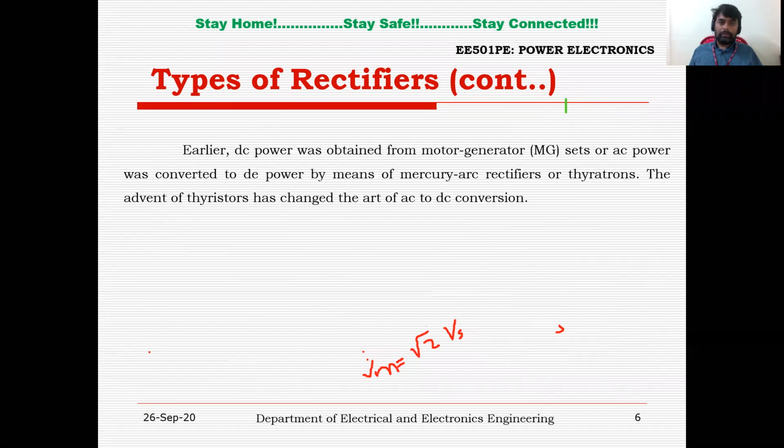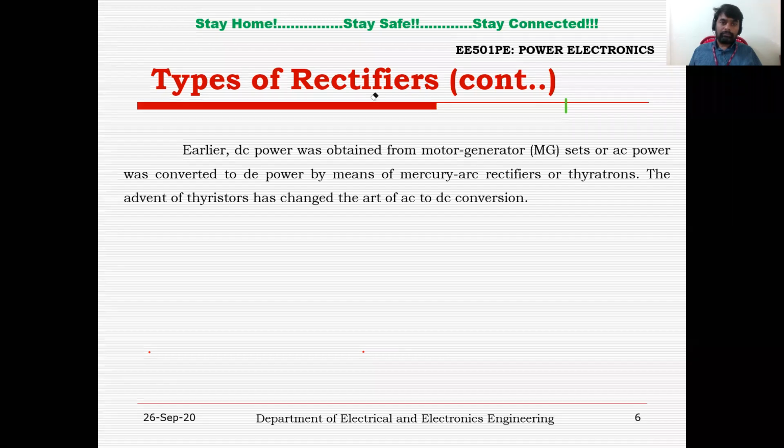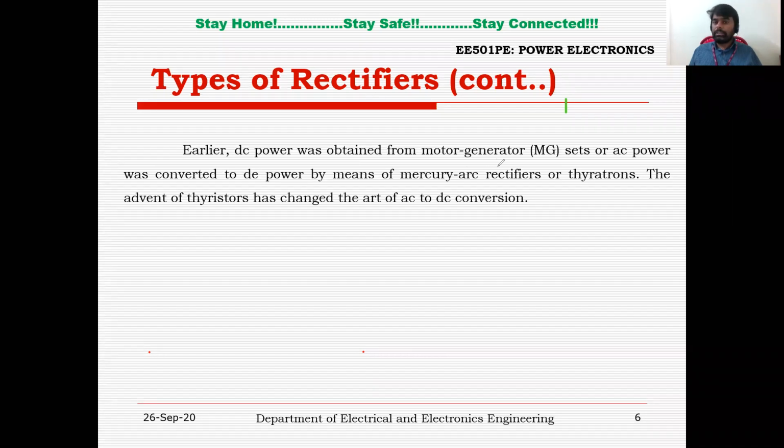Now in the olden days, DC power was obtained from the motor generator set, right? And in order to convert AC into DC in this motor generator, you need an AC motor and a DC generator, and both are machines, and they are rotating. Due to that, you will have friction losses and windage losses. The maximum efficiency you may get is around 80%, but it is not always possible to get this 80% efficiency.